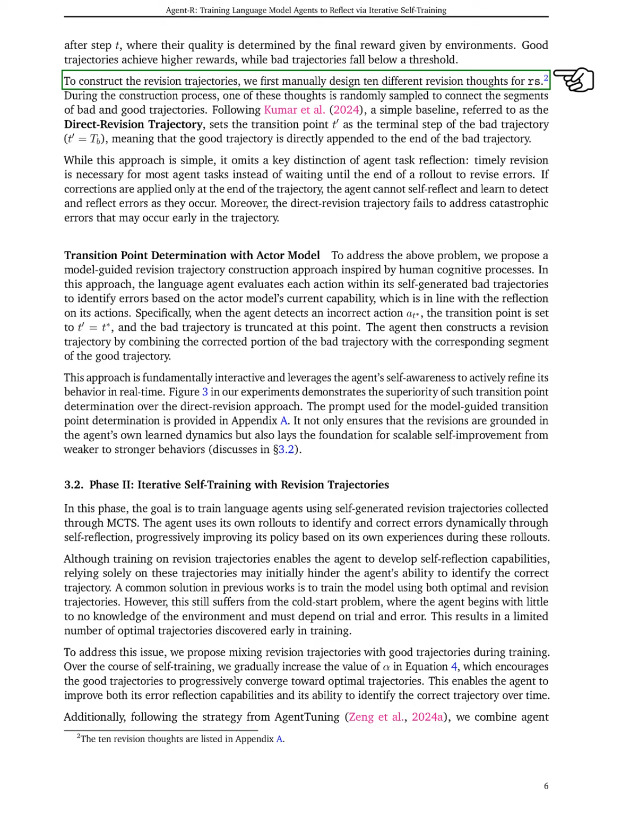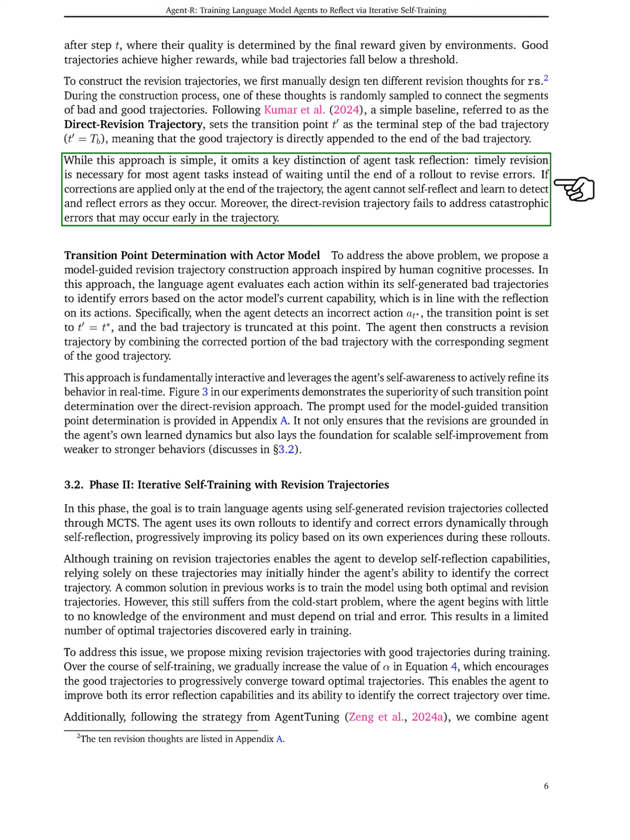Good and bad trajectories share the same initial path but diverge based on the quality determined by the final reward. To create revision trajectories, we manually design 10 different revision thoughts and randomly select one to connect the bad and good trajectory segments. We also introduce a simple method called the direct revision trajectory, where the good trajectory is directly added to the end of the bad trajectory. However, this method overlooks the importance of timely revisions, which are crucial for effective agent learning and error detection throughout the trajectory.